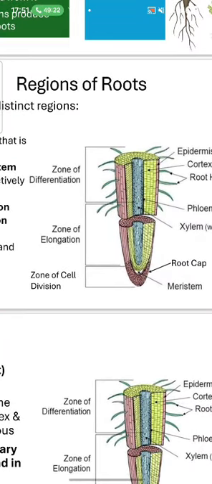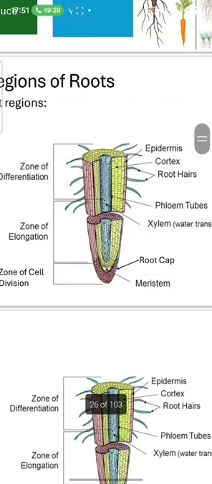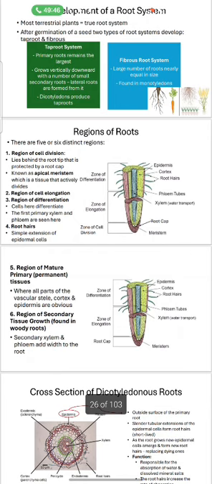That is called the zone of elongation. And the bottom part, which is a small little bit at the end, is called the zone of cell division. This is where there's a root cap and there's a little hole on the inside, which is called the meristem. So, number 5, region of mature primary permanent tissues. This includes where all parts of the vascular stele, cortex, and epidermis are obvious. And number 6, which is the final one, is secondary xylem and phloem add width to the roots. It's the same image.